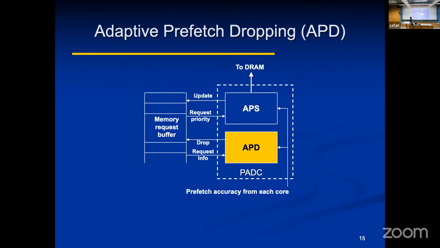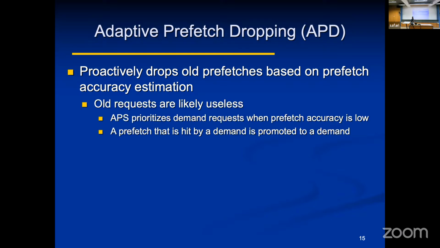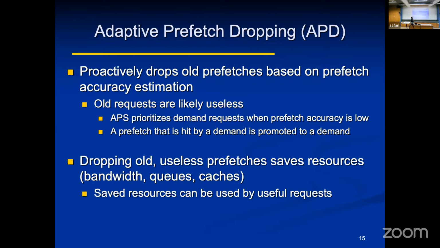Now let's go to the second component of this memory controller, which is the APD part, the adaptive prefetch dropping. This component is relatively simple. It essentially says that I'm going to proactively drop old prefetch requests based on the accuracy estimation. Old requests are likely useless for two reasons. The APS, the promotion policy, already prioritizes the demand requests when the prefetch accuracy is low. And a prefetch that is hit by a demand is already promoted to a demand also. So in those cases, the old requests are likely going to be useless.